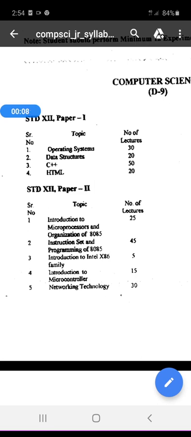Myself Harish Chavan sir. So in today's lecture we are going to see the total syllabus of computer science 12th. As in 11th, we have two papers over here: Paper 1, which is of software, and Paper 2, which is of hardware. In Paper 1 we have a total of 4 topics.